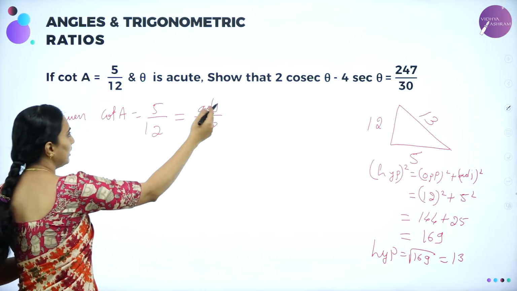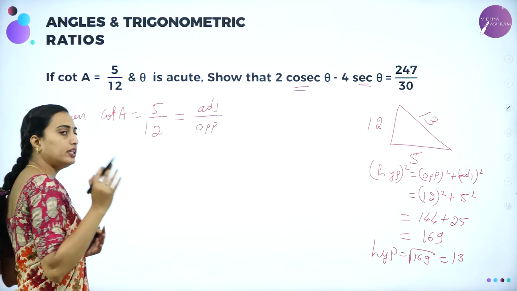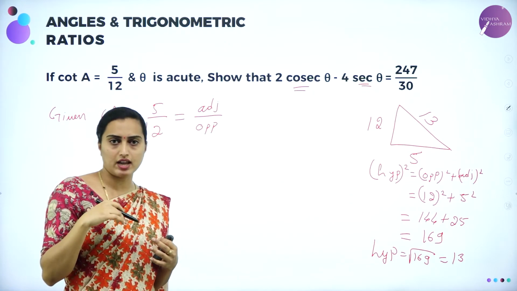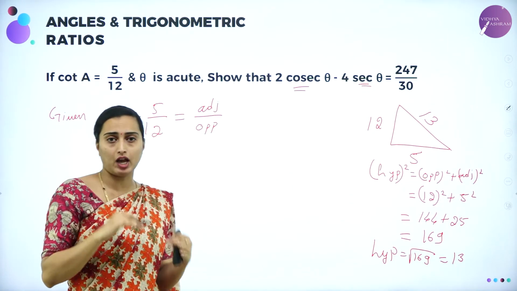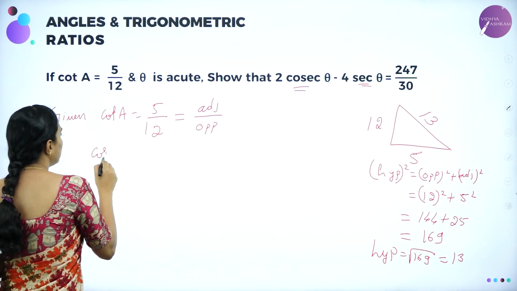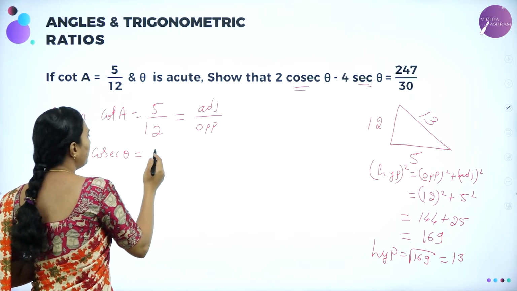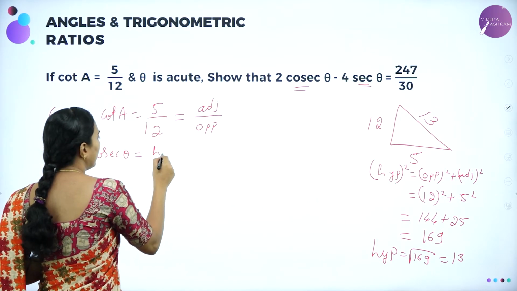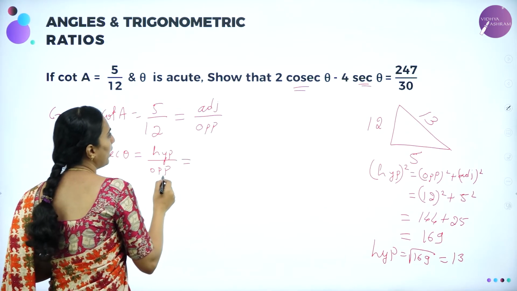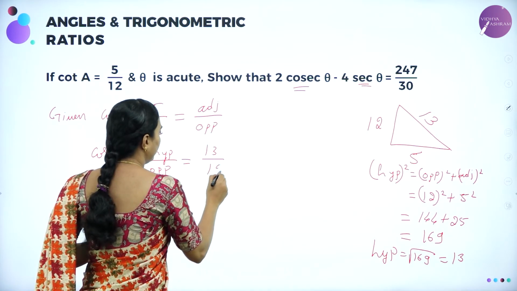So what is secant? They have given cosecant theta and secant theta. What is cosecant theta? Sin theta is nothing but 1 by cosecant. Cosecant theta is nothing but 1 over sin. Sin you know already, opposite divided by hypotenuse. What happens to the cosecant? Cosecant theta will be equal to hypotenuse divided by opposite, which will be equal to hypotenuse 13 divided by opposite 12.